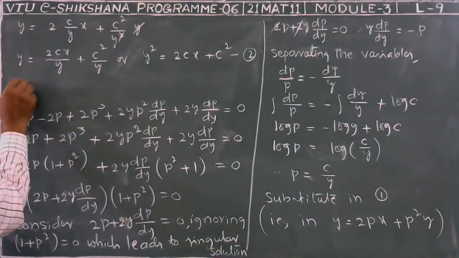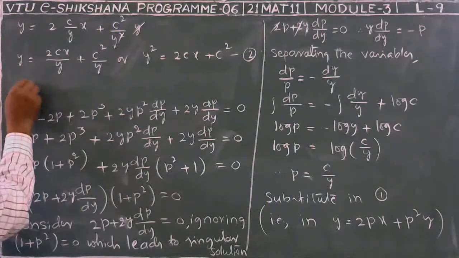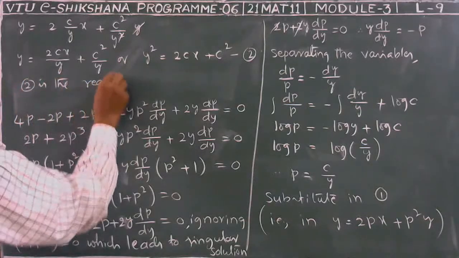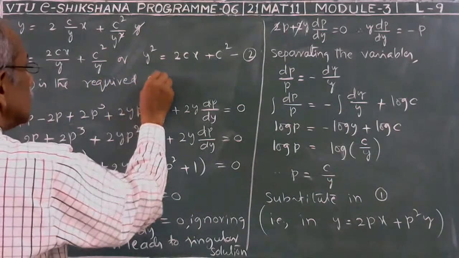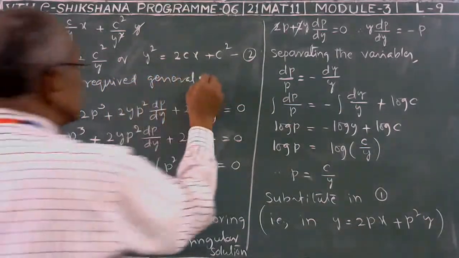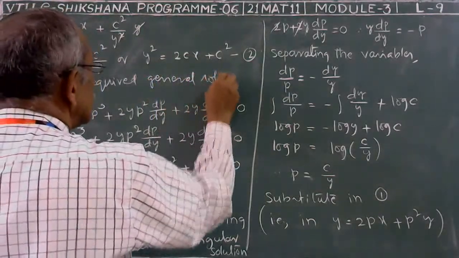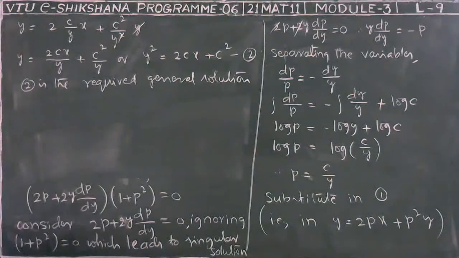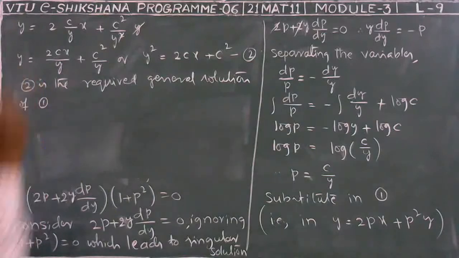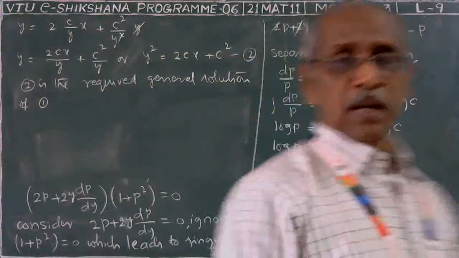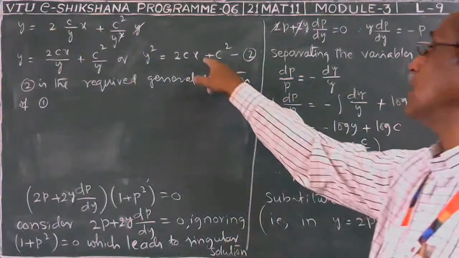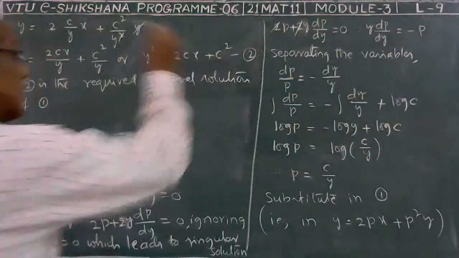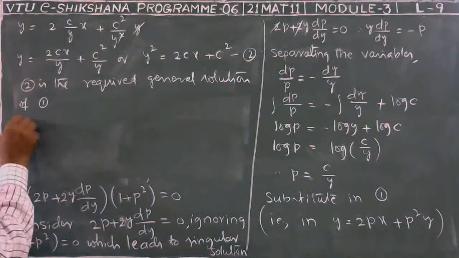So 2 is the required general solution of 1. Now we have to find the singular solution of 1 also. The singular solution is obtained from this itself by differentiating 2 partially with respect to c and then eliminating c.